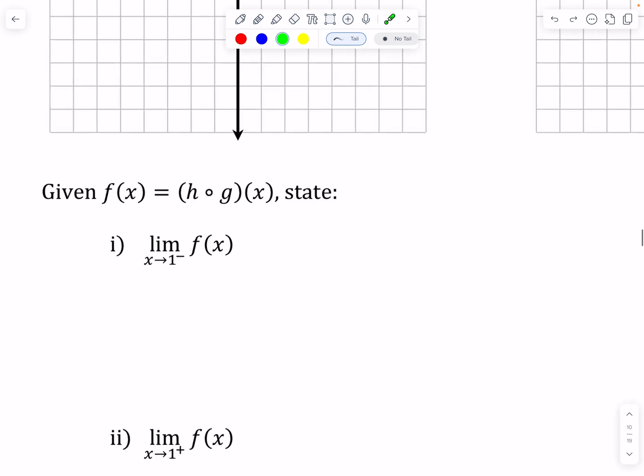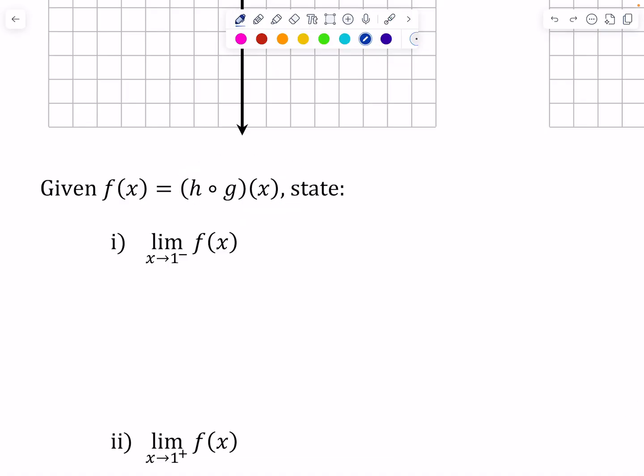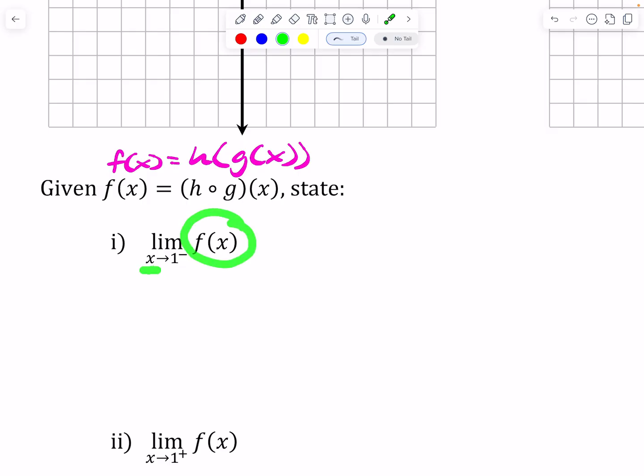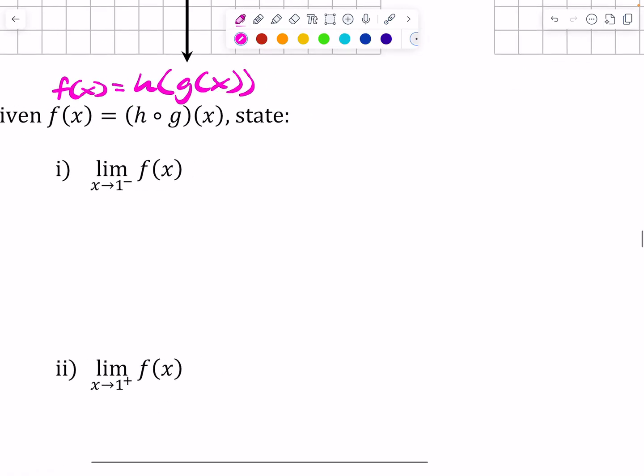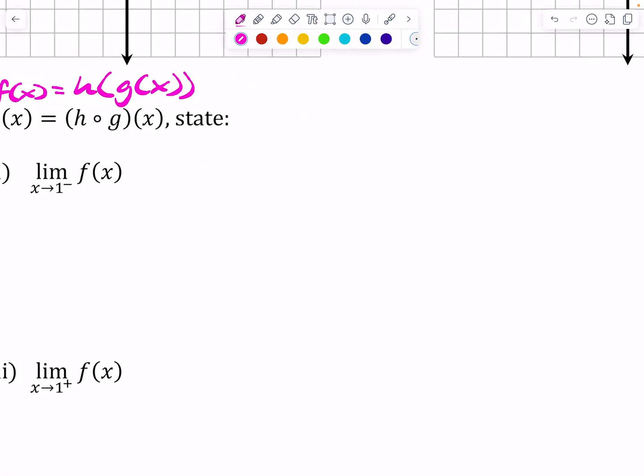We're also told that f of x is using some function composition. So this is saying f of x is h of g of x. And we want to know what's happening to f of x as x approaches 1 from values below. To get that, we'd want to figure out what's happening to g of x as x approaches 1 from below, and then use that to figure out what's happening with h of x.